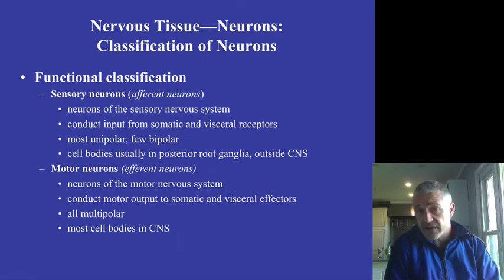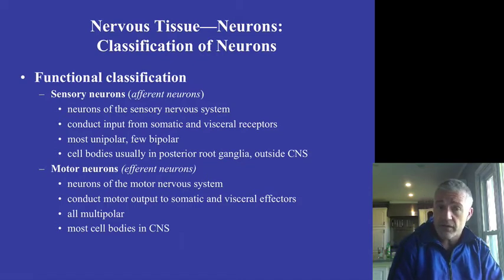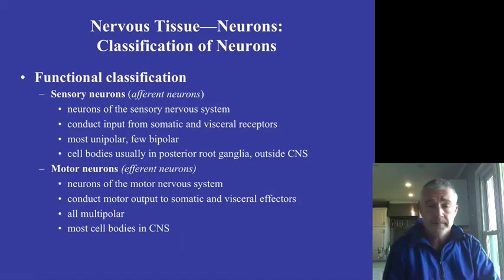Again, how we can also classify neurons is based on what they're doing. So we can talk about sensory neurons. These are mostly, like I said, unipolar, a few bipolar neurons in here. So with the sensory neurons, we have the cell bodies all in what's called the dorsal root ganglion that we'll see in AMP2, outside the central nervous system.